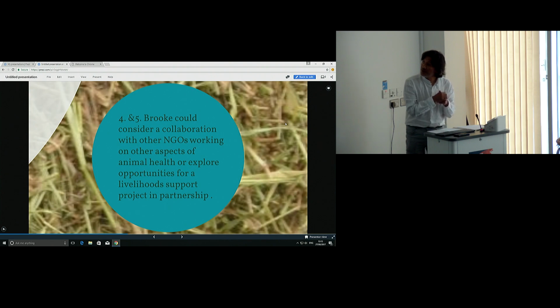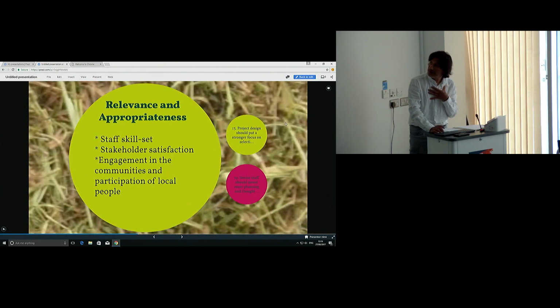Recommendations 4 and 5: Brooke could consider a collaboration with other NGOs working in other aspects of animal health to explore opportunities for a livelihood support project in partnership. They saw that there are other agencies that work with goats, with cows, and maybe there's a way to work in partnership on livelihoods, while we're still working with equines, but we work with others. And that's all I think.